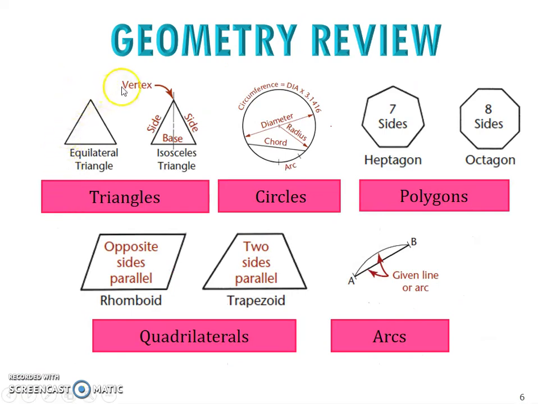Under geometrical construction, we have some basic shapes that you have to know. We have triangles, such as equilateral triangles and isosceles triangles. And then we have circles, heptagon, octagon, pentagon, and all the polygons. And then we have quadrilaterals, like rhomboid and trapezoid, and also arc.